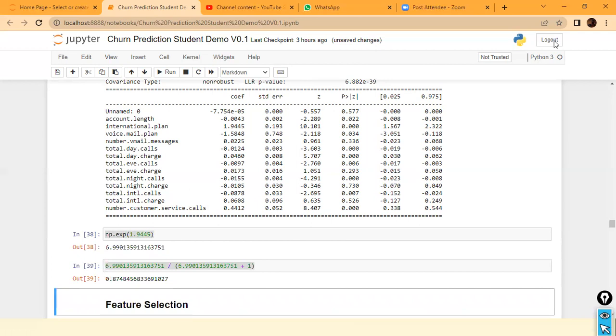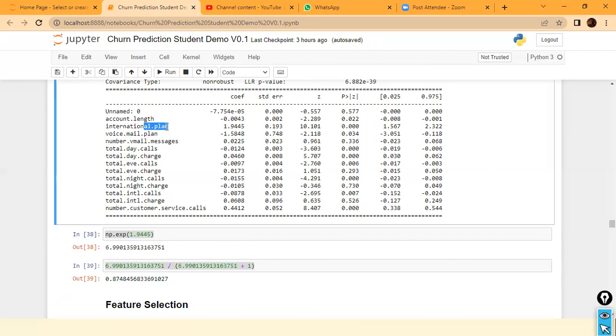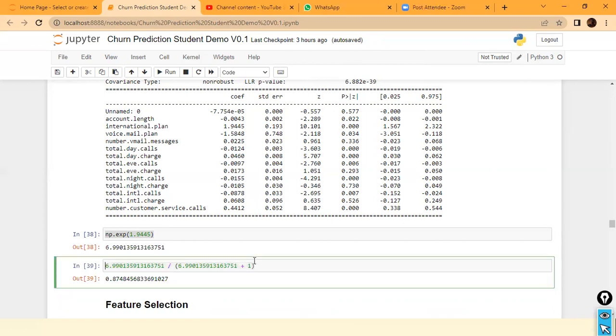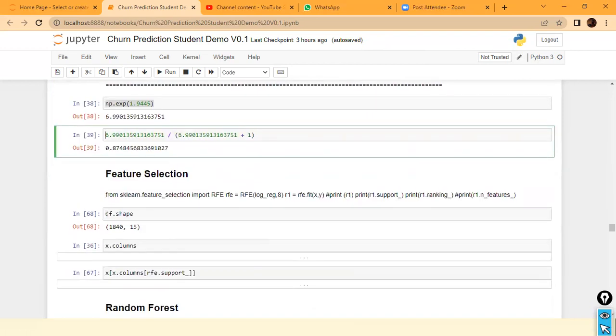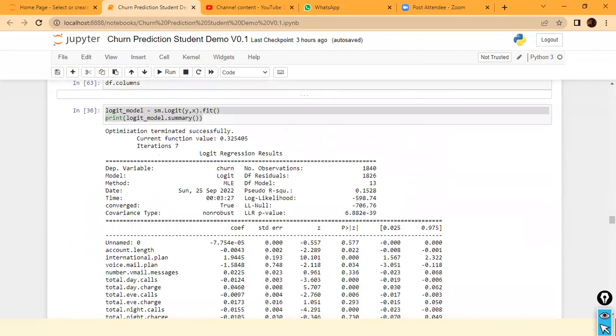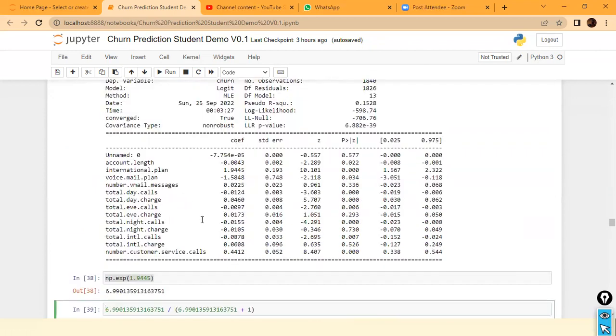So now we can say that compared to a customer with no international plan, a customer with an international plan has 0.87 probability of churn. The probability of churn is 0.87, holding other variables constant. Okay, so this is how you need to interpret it. Hope you're able to understand now how to interpret the logistic regression model and each of the things I explained. Next, we will continue with decision tree.